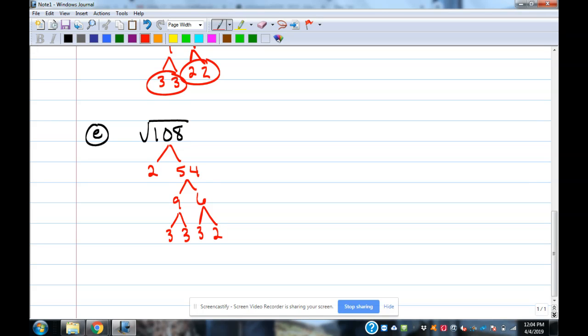So the only places I'm looking for pairs are at the ends of the branches, right? So we're looking for pairs of 3's and pairs of 2's because those are the only numbers that are there. So I've got a pair of 3's right there. And then this 2 and that 2 join together to make a pair of 2's. So on the outside of the square root, we've got 3 times 2, which will be 6. What's left on the inside?